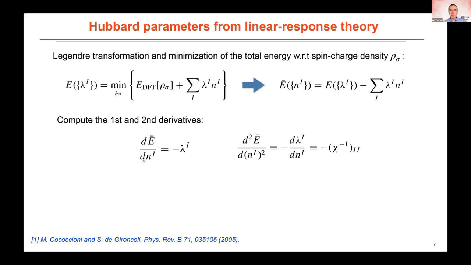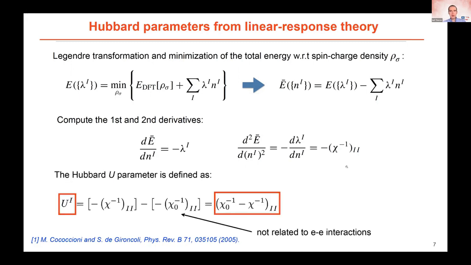And now we can compute the first and the second derivative of the E bar object. So the first derivative with respect to N of I is simply minus lambda I. And the second derivative is the derivative of lambda I with respect to N, where we keep the minus sign, of course. And we call this object chi to the power minus 1. So chi is the so-called response matrix. And finally, we can define the Hubbard U parameter as we said, it's the second derivative of the total energy. So that's why we write minus chi to the power minus 1.